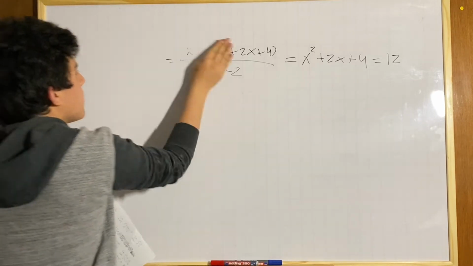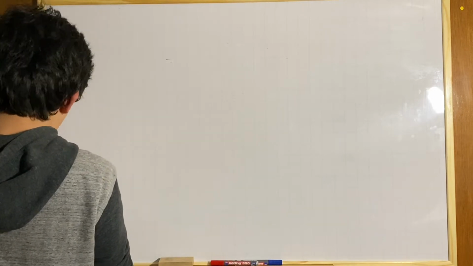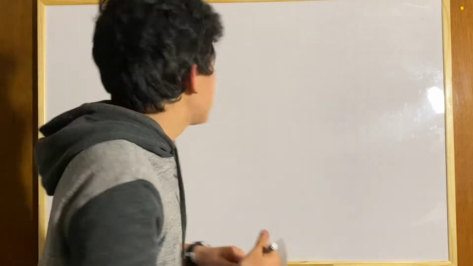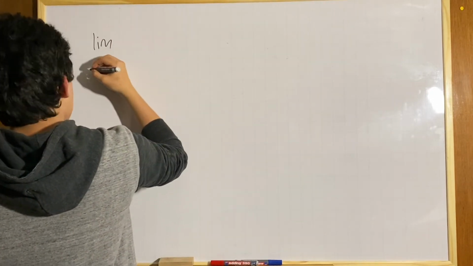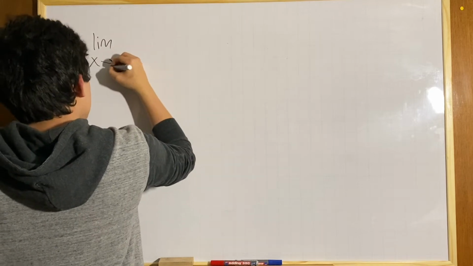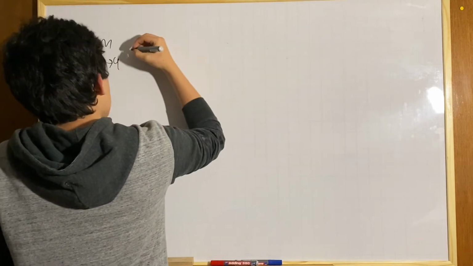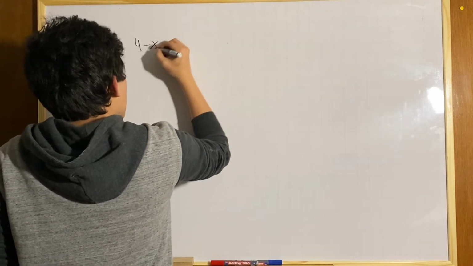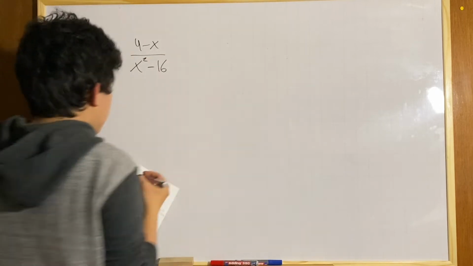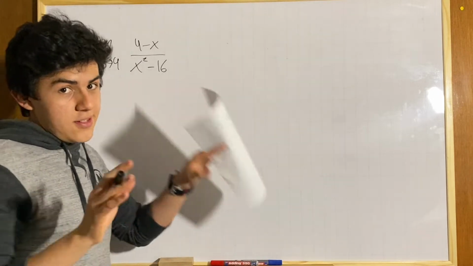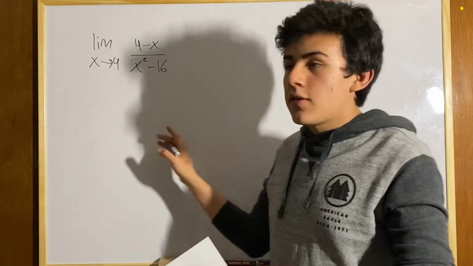Our second problem would be... oh, this is a pretty cool problem, so, okay, let me show you. When I was writing this problem, I really thought it would be pretty amazing to show you how you're supposed to solve it. So you get the limit as x approaches 4 of the function 4 minus x over x squared minus 16. So how do you do this? Well, it's pretty cool. Try to pause the video for a moment and try solving this.